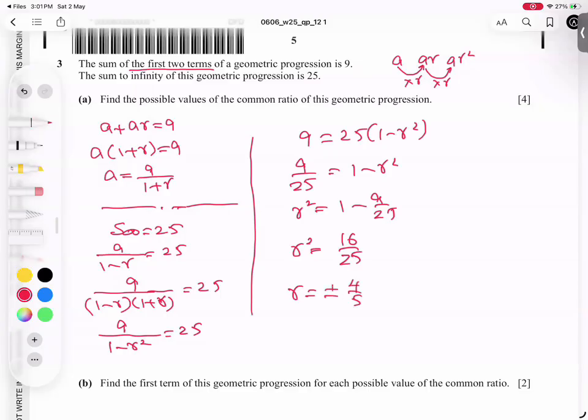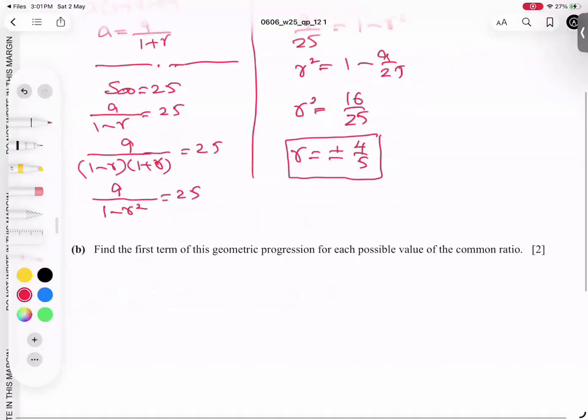And he said values of common ratios. So we got two values, students, a positive and a negative. And he said find the possible values of the common ratio of this geometrical progression. And that's it, we have done it. And find the first term of the geometrical progression for each possible value of the common ratio. It means I will use both 4 over 5 and negative 4 over 5.